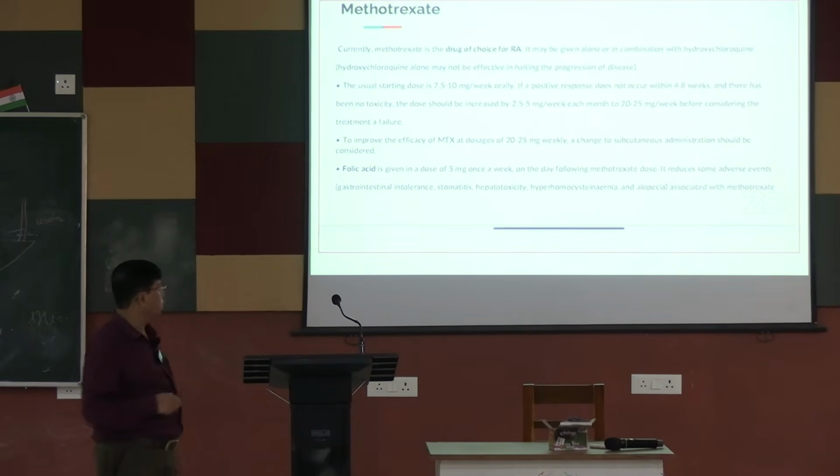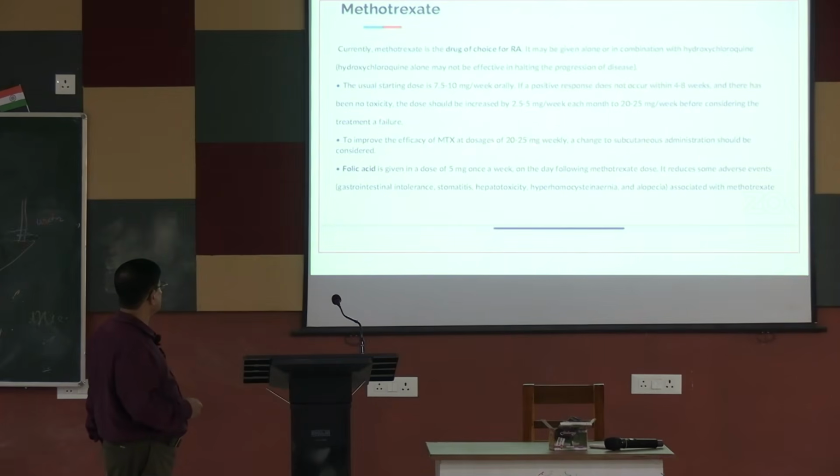Methotrexate also can cause folate trapping. It's a folate trapping agent. It reduces the folic acid, so you'll have to replace the folic acid. Otherwise, the patient will develop severe anemia, folic acid deficiency anemia. So you have to replace the folic acid from time to time with this methotrexate.